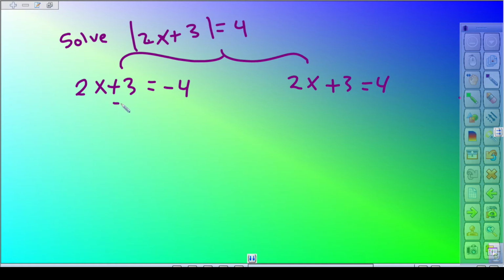Yep, I'm gonna subtract 3. Subtract 3. Do this with me. Don't wait for me to solve it. Do it with me. Let's make mistakes. Let's fix our mistakes. Let's learn.